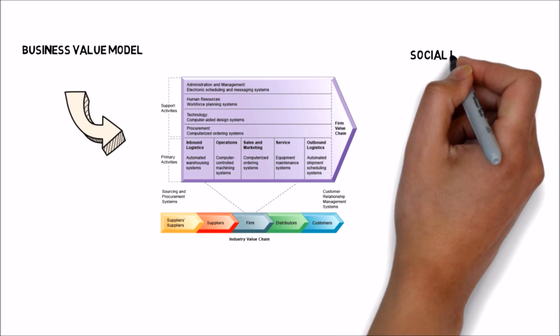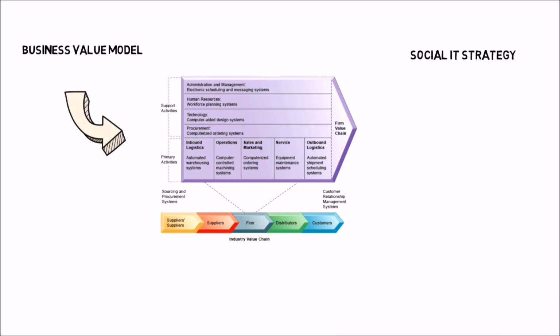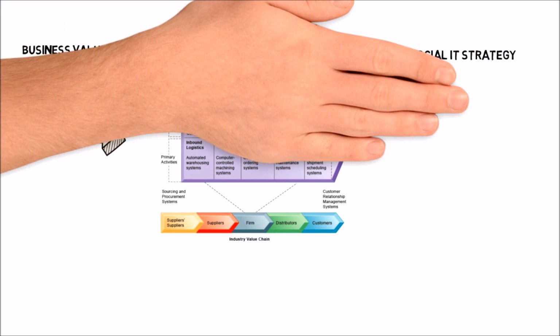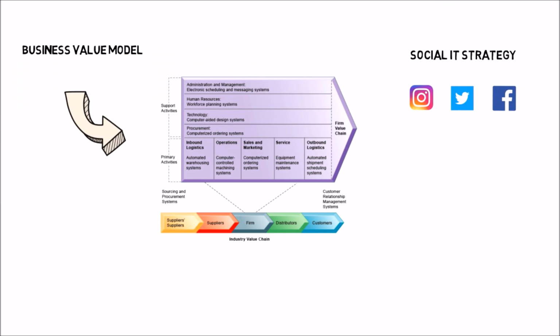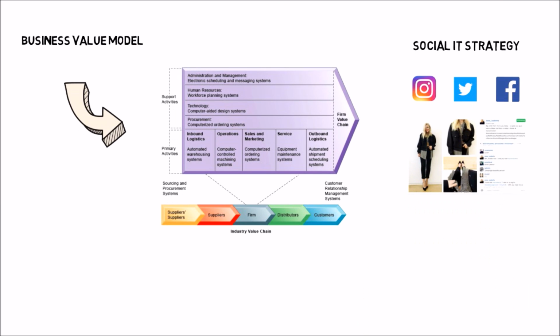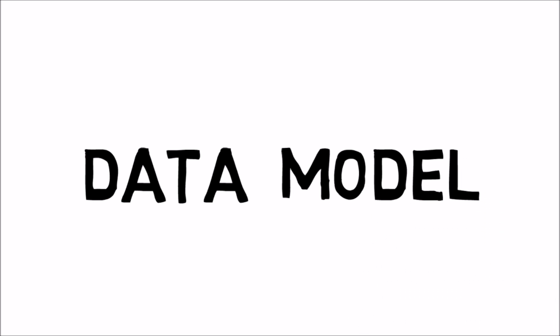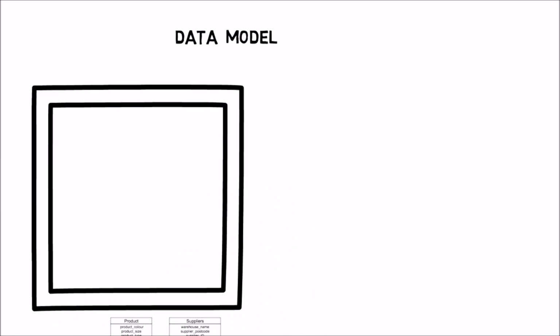Social IT strategy. ASOS heavily uses social media such as Instagram, Twitter and Facebook to attract and inform consumers. The company works with already established and famous bloggers to provide a personal stylist team. This team not only interacts directly with customers, but also advertise their brand on their channels to widen their audience. So now let's take a look at the data model, specifically looking at the ER diagram that we created for ASOS.